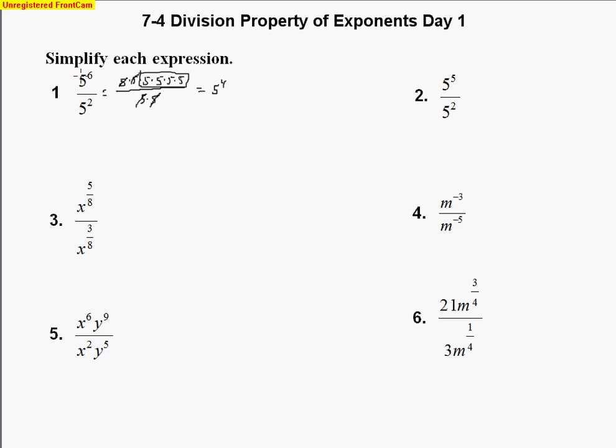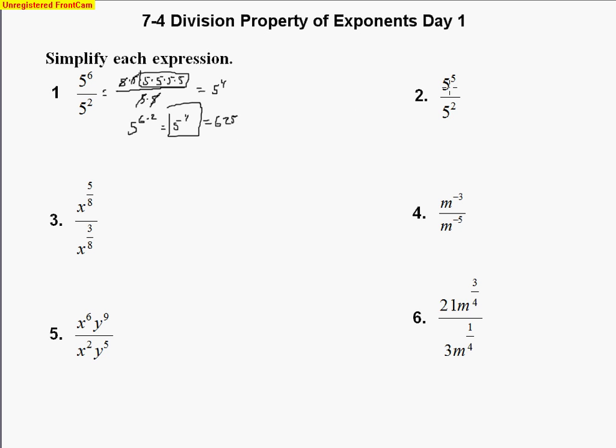And so the fast way of doing it, if we have the common base, we can just subtract the exponents. So 6 minus 2 leaves us with 5 to the 4th power. And that's our answer. So if you multiplied it out, it would be 625. But in this case, the whole purpose is to just subtract the exponents. But if the numbers are small enough, we'll go ahead and multiply those out.